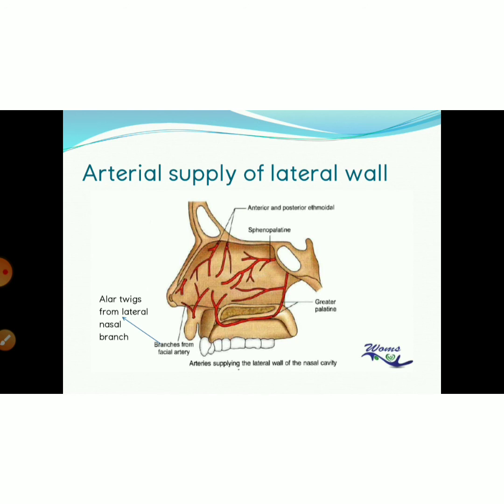Now coming to the arterial supply of the lateral wall. The lateral wall also receives blood from the same sources like that of the nasal septum, except that instead of the septal branches of the superior labial branch of facial artery, alar twigs from the lateral nasal branch of facial artery supply the lateral wall. That is the only difference.